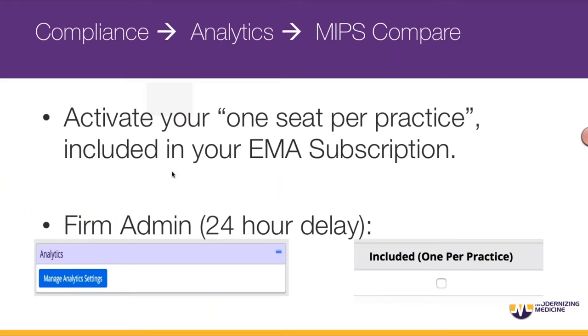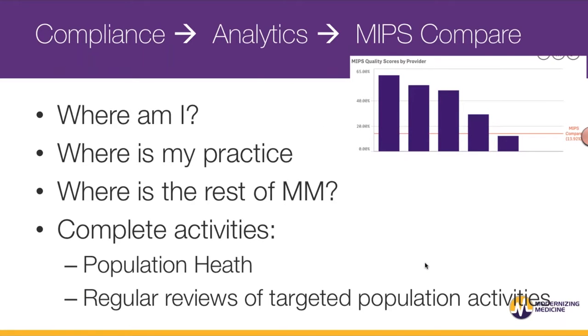Many folks don't know it, but you can activate this at no charge. If you go into the firm admin and go to Manage Analytics Settings, you can click off the included 1 per practice option. This gives you an at no cost seat at the table to some of our premier analytics pictures. One of those analytics pictures is our MIPS comparison. And what this allows you to do, and I'll show you the app here in just a minute, is look doctor by doctor by doctor at all of the different MIPS pieces, all of the different blocks, and understand your physician's score, but also the recalculated MIPS comparison for 2017.